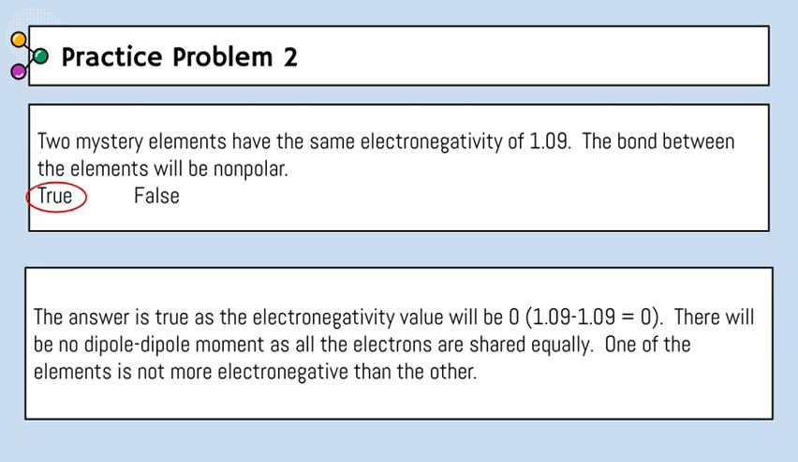This will be true because since these elements have the same electronegativity value, it will cancel out to equal 0. There will be no dipole-dipole moment as all the electrons are shared equally. One of the elements is not more electronegative than the other.